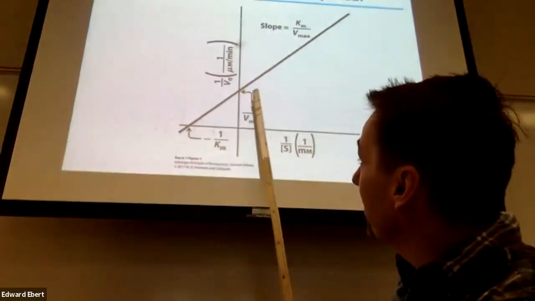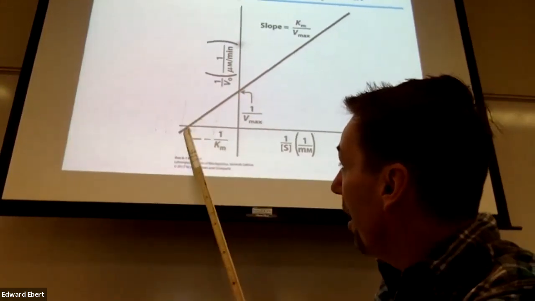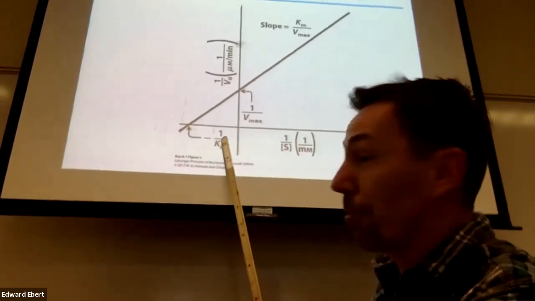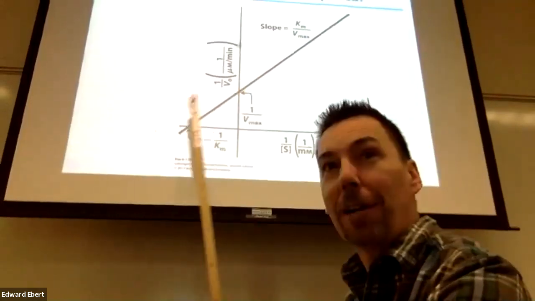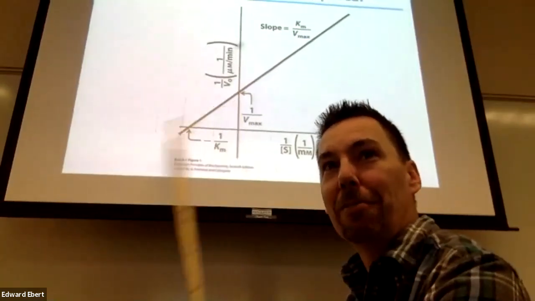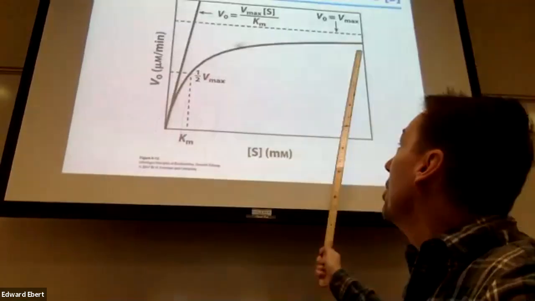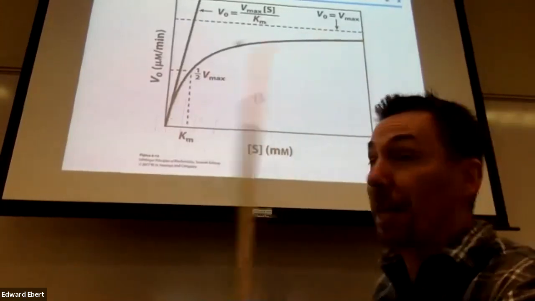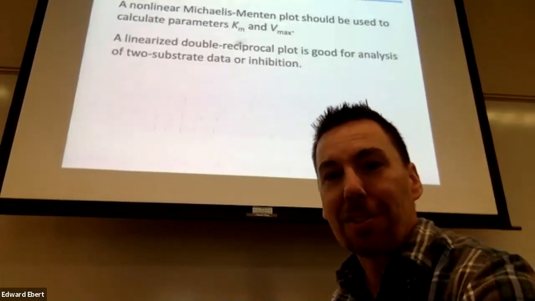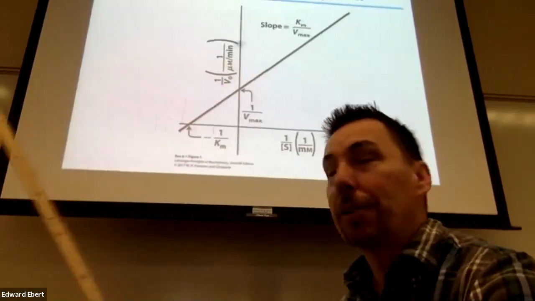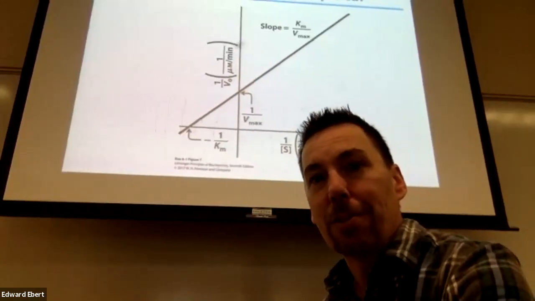The neat thing about this is that our y-intercept is 1/Vmax, our x-intercept is -1/Km, and our slope is basically Km over Vmax. By making a Lineweaver-Burk plot, we can determine both Km and Vmax. That's much better than our hyperbolic curve, where we have this asymptote up here, but we can't quite get to it, and we don't exactly know what our 1/2 Vmax is. With a Lineweaver-Burk plot, our intercepts are those two values, and that's why it's useful.